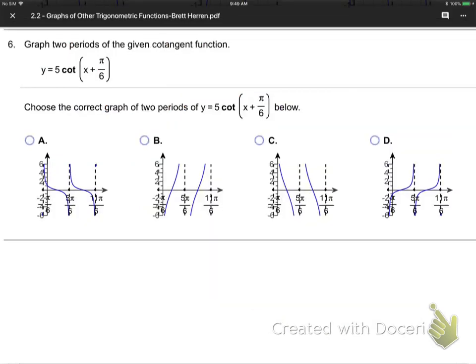All right. So number 6. So try that one. Multiple choice. This is exactly the way the real exam will be. So 5 cotan x plus pi over 6.